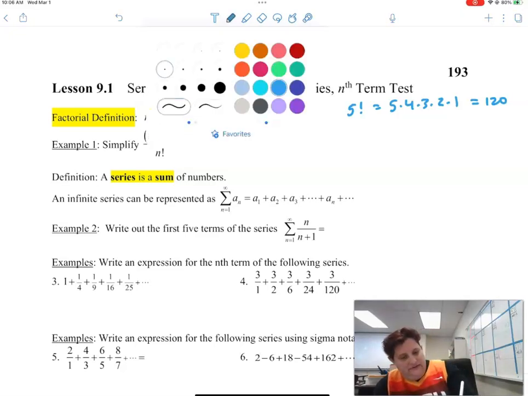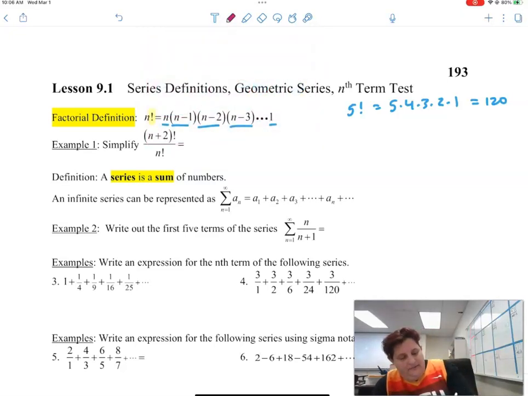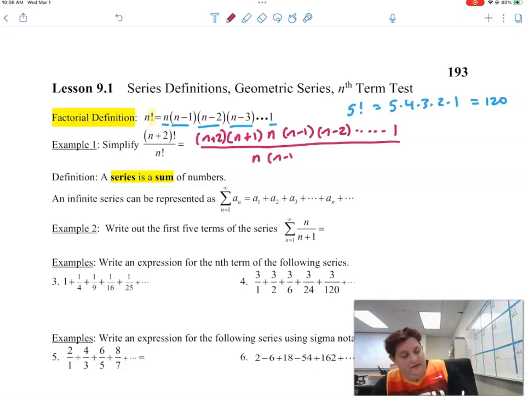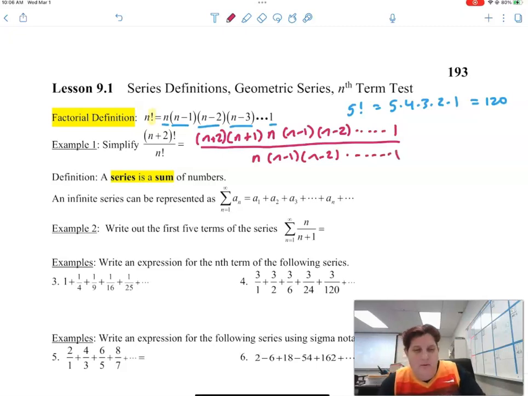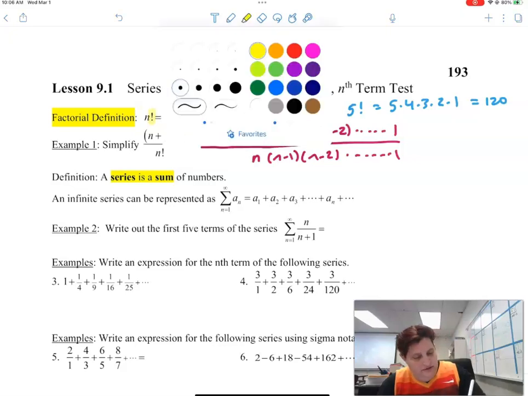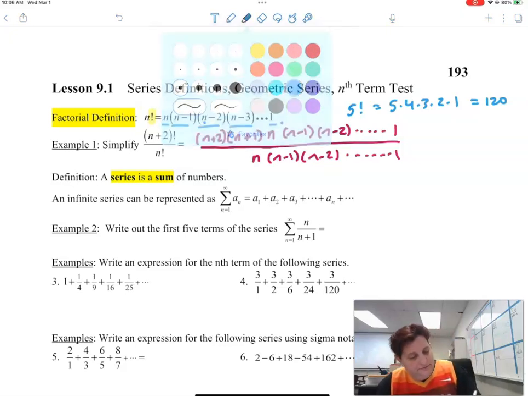For example, n plus 2 factorial would be n plus 2. The next number down would be n plus 1. That would be n. That would be n minus 1, n minus 2, all the way until I get to 1. We're going to put dot, dot, dot. N factorial is n times n minus 1, n minus 2, all the way down until we get to 1. We use a lot of these in probability, like statistics type stuff, but I don't know how much of that you guys have done so far.